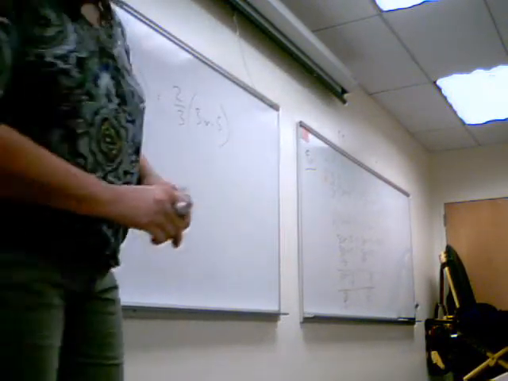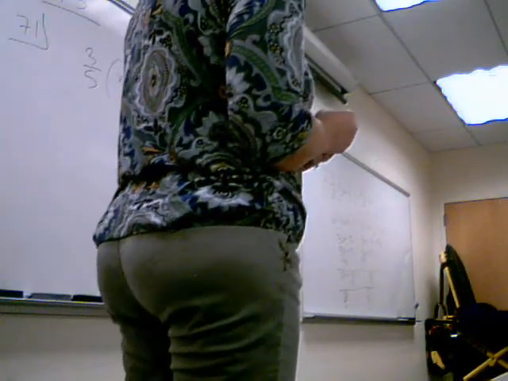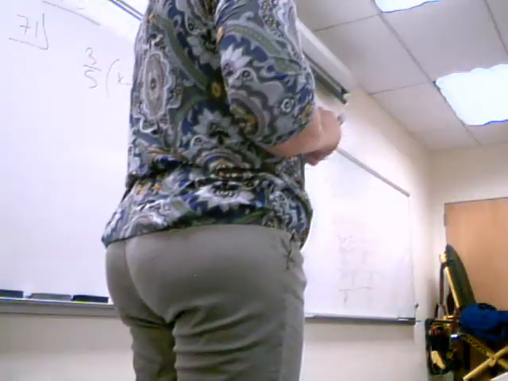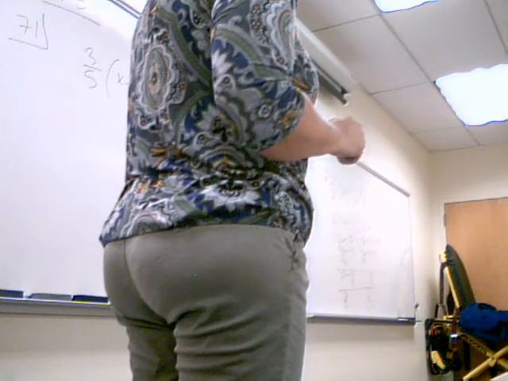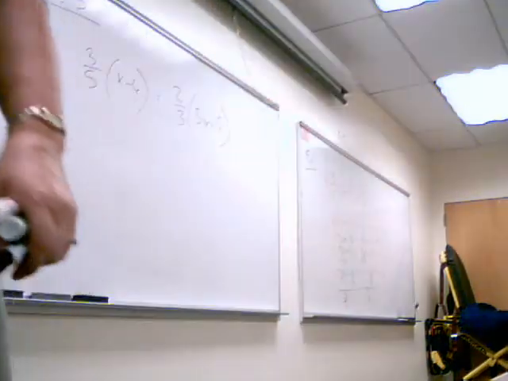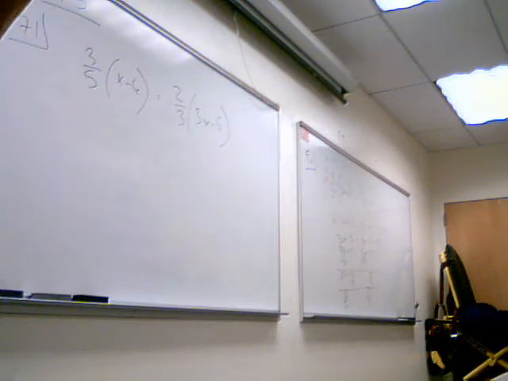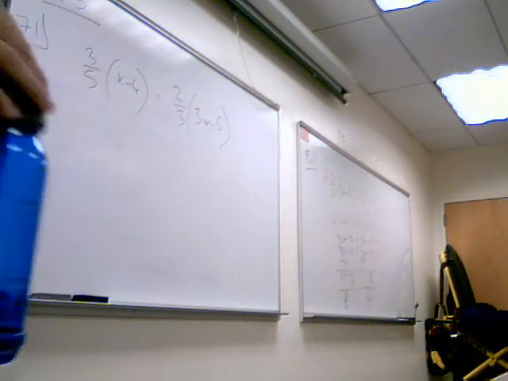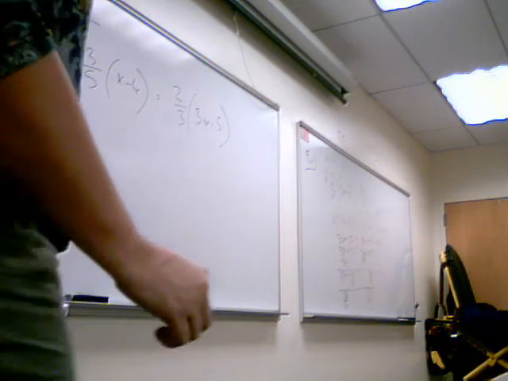Okay. There it is. Now, if you're still having trouble with that LCD stuff, let me know and I'll come help you. Yeah. I'll read it to you. 3/5 times x minus 6 equals 2/3 times 3x minus 5.